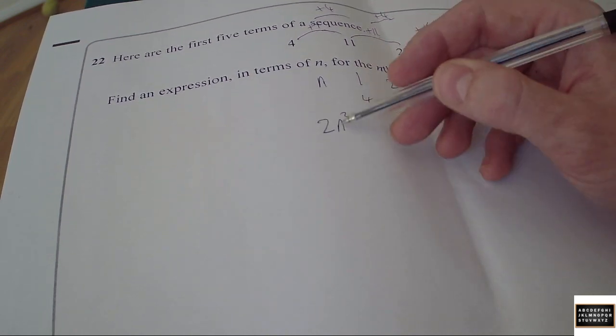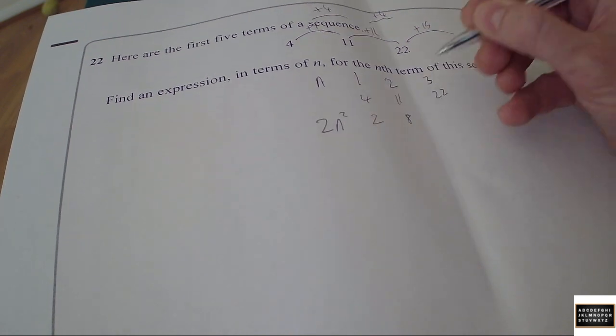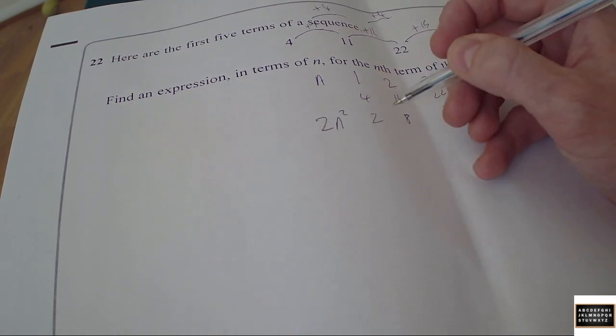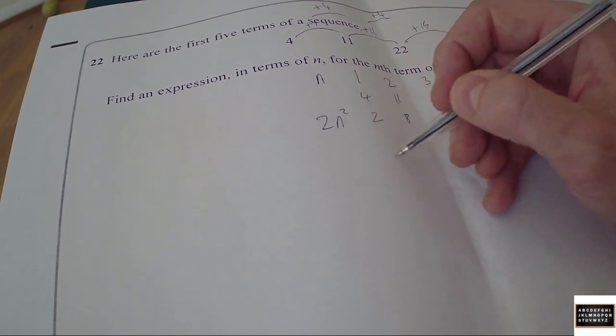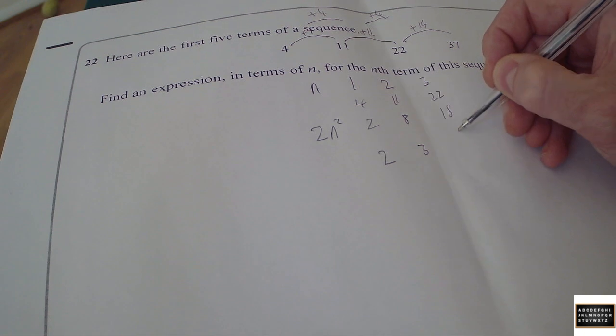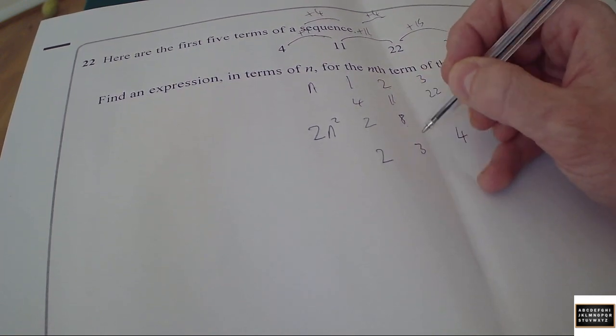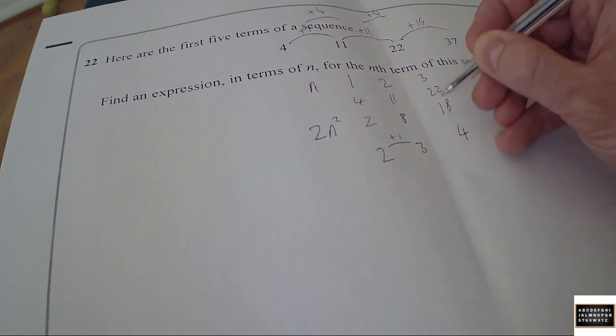So if we go back to here, 2n squared is going to be 2. 2n squared here is going to be 8. 2n squared is going to be 18. I'm going to subtract these. So 4 take away 2 is 2. 11 take away 8 is 3. 22 take away 18 is 4. We can see this is a sequence in itself, an arithmetic sequence with a common difference of +1.